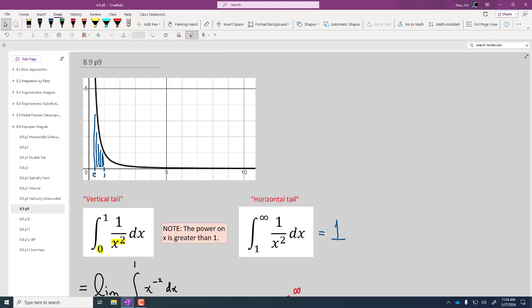What's the exception? The one exception is 1 over x. 1 over x diverges in both, because it's symmetric. 1 over x is symmetric and both tails are going to be infinite. That's the one exception.